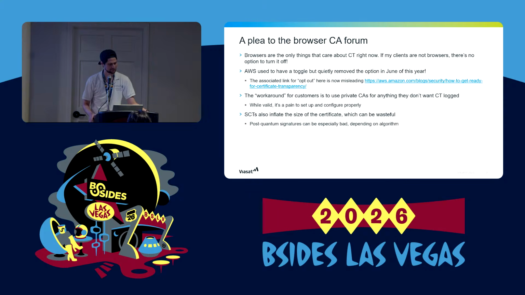So after some chats with Google and Amazon and a few others, they say, hey, public is for public, right? Anything you put there is going to be publicly logged. It's more complicated for us to give you an option to turn it off. It's, you know, a compliance headache, I guess. So if you don't want CT logs, set up a private CA. We all have private CA services. Why don't you just use that?